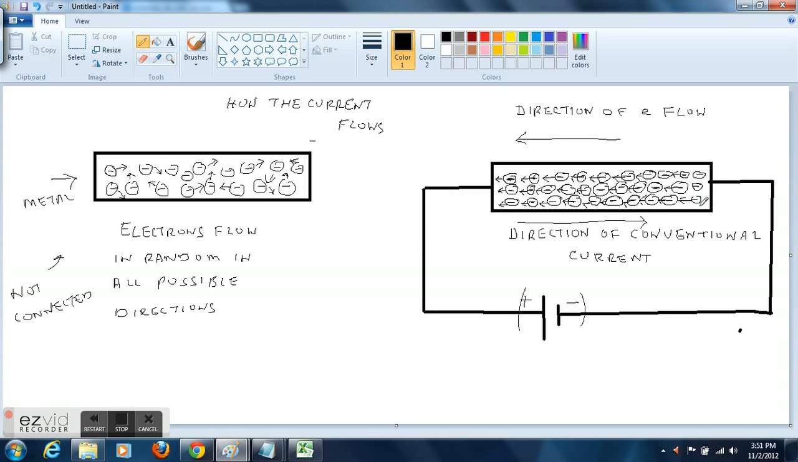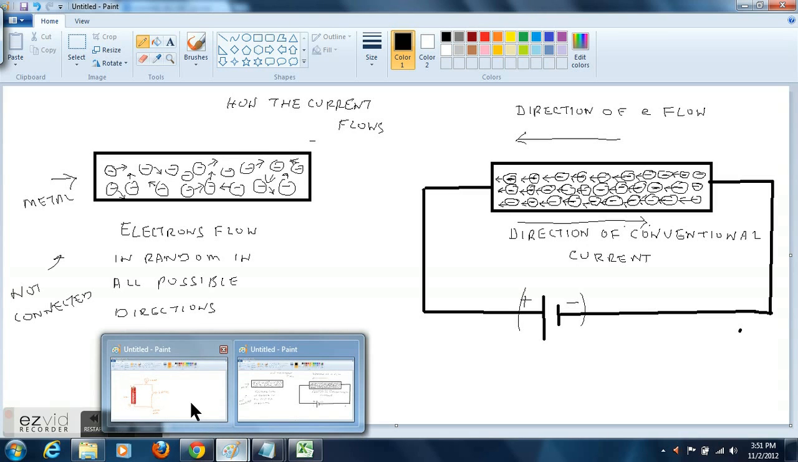So the direction of electron flow is from the negative to the positive, as I am showing at the top. The direction of conventional current flow is just the opposite. As a matter of fact, electrons never flow in that direction. It is just a conventional flow of current.